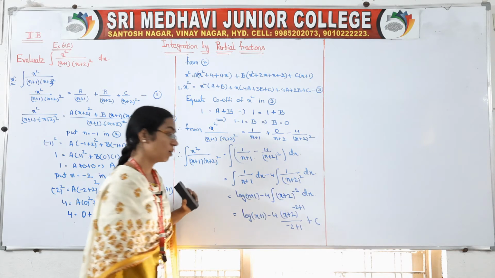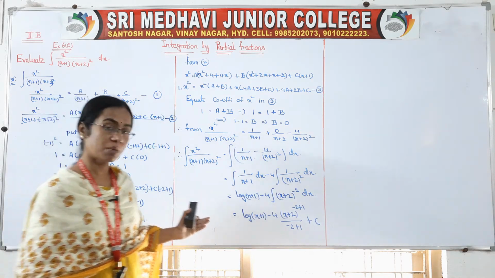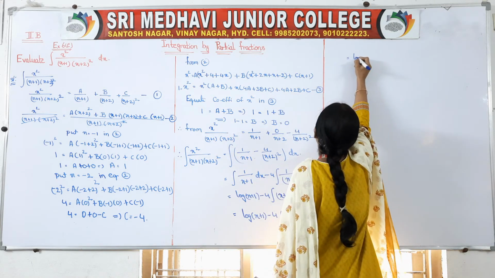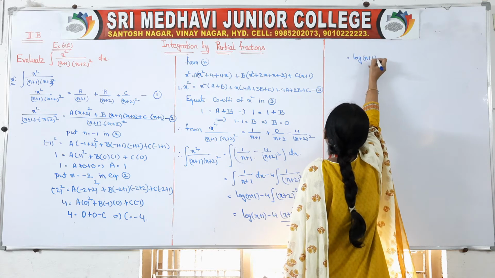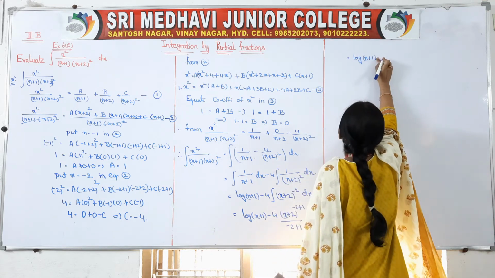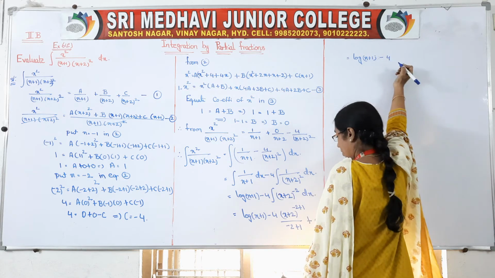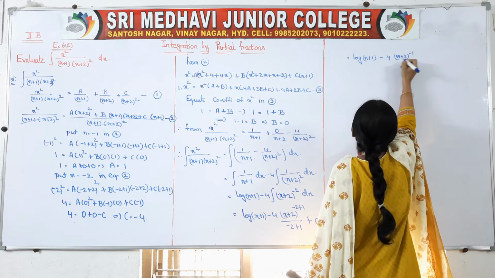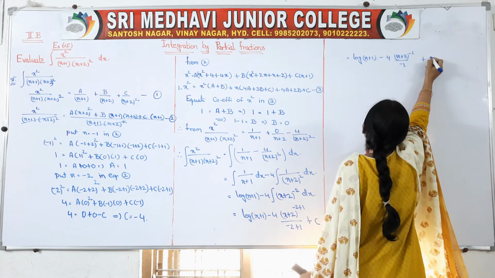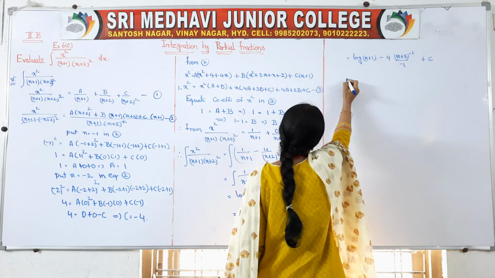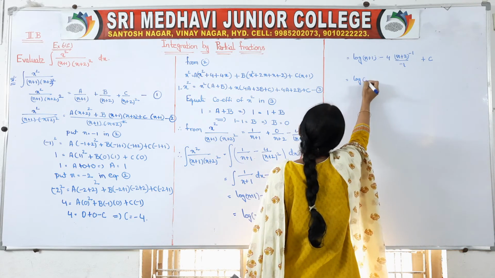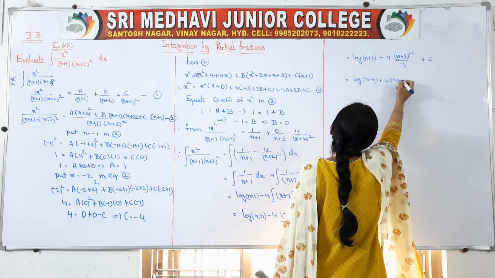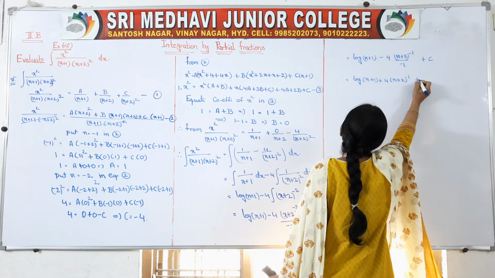After the completion, we have to write plus c, but we have to simplify. So its value is log of x plus 1, minus 4 into x plus 2 to the power of minus 1 by minus 1 plus c. So minus of minus is plus. So it is log of x plus 1, plus 4 into x plus 2 to the power of minus 1, plus c.